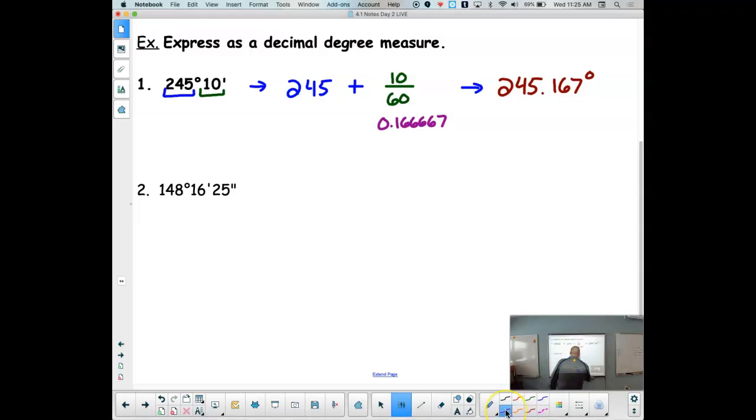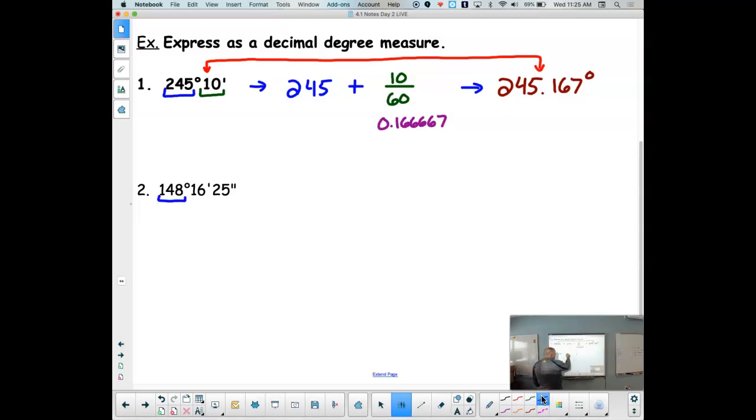These out here on the ends, these two right here are equivalent. And those two are the same. One is in degrees, minutes, seconds. One is in decimal degrees. Okay. Same thing if we have all three.